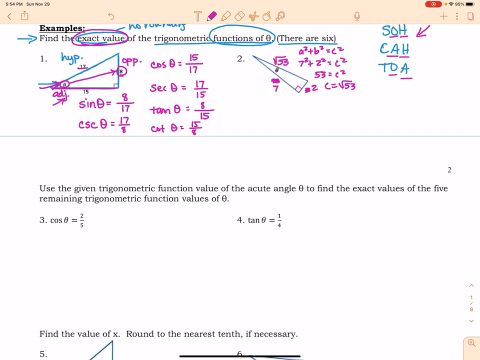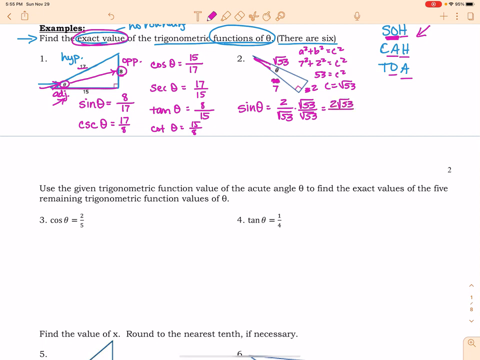All right, so let's start with sine. So sine theta. Notice where theta is. It's this angle right here. So the side opposite is going to be the 2. And the hypotenuse is radical 53. Now, as you know, it is not good math practice to leave a radical in the denominator, so I'm going to rationalize the denominator. And we've done this already in class before.